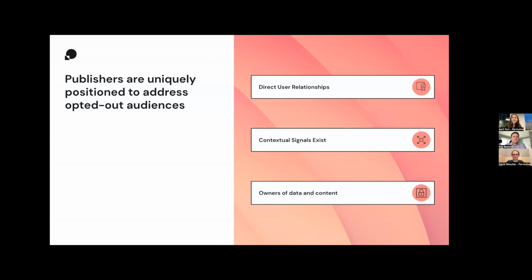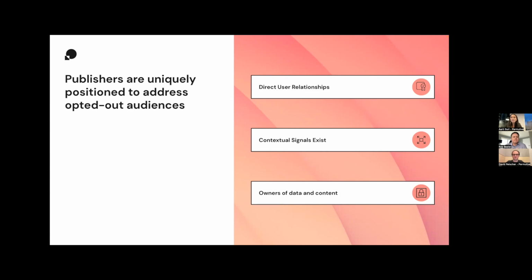And whilst consent may not be given, contextual signals still exist. Users still engage with publisher content, and contextual signals become a really useful way to understand relevancy. And contextual signals, importantly, don't identify users in any way. So there are no cookie IDs or user IDs that are used.